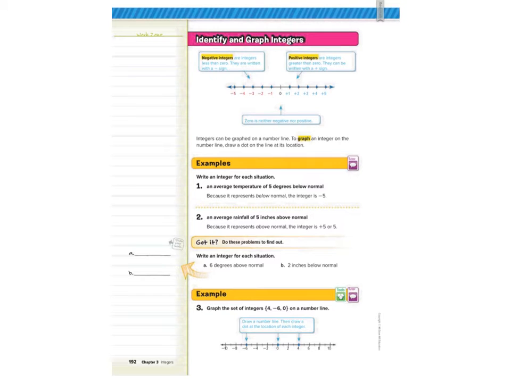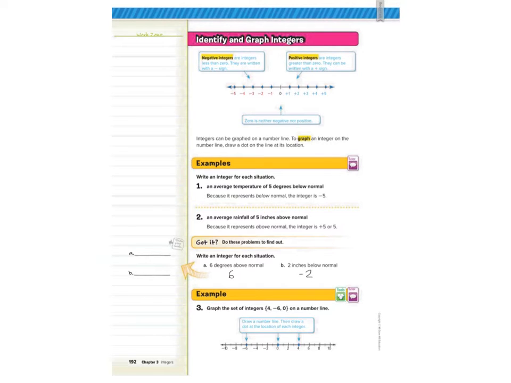All right, your turn here. Write integers to represent each situation in A and B. 6 degrees above normal would be +6, while 2 inches below normal would be -2.